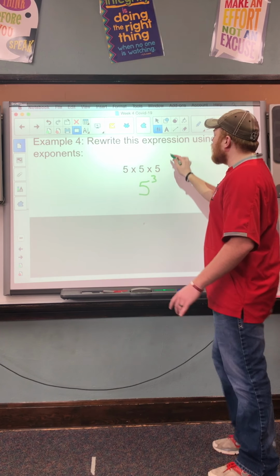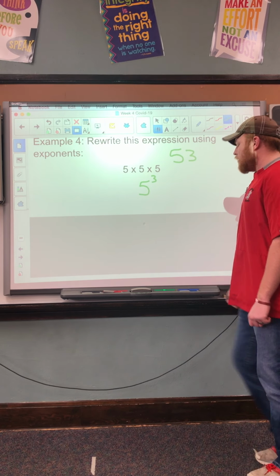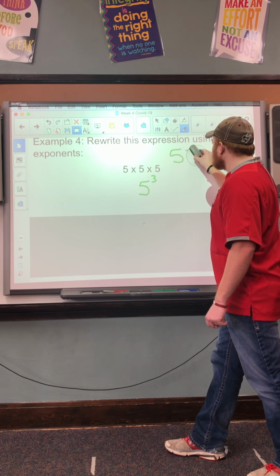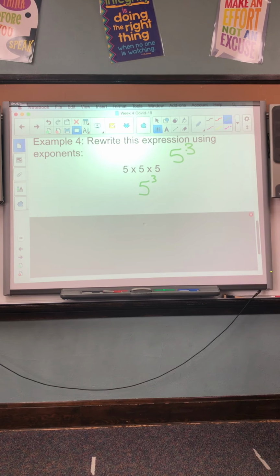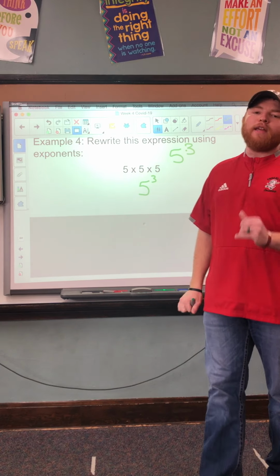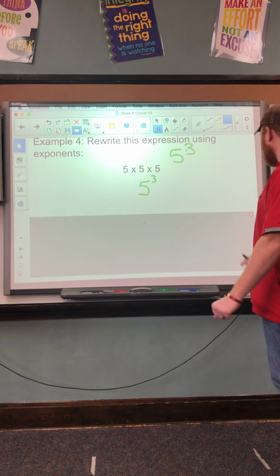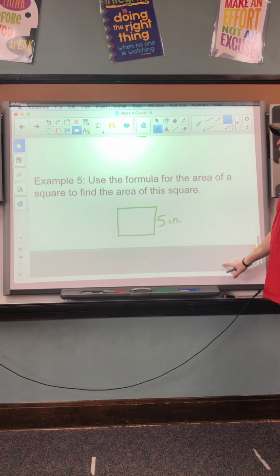Okay, now don't write your exponents like this. Or don't write them like this. Because that kind of looks like 53. Make sure your exponent is smaller than your base number. That's very key.